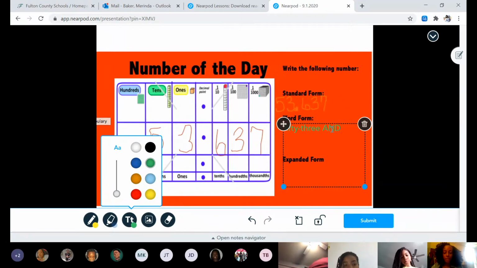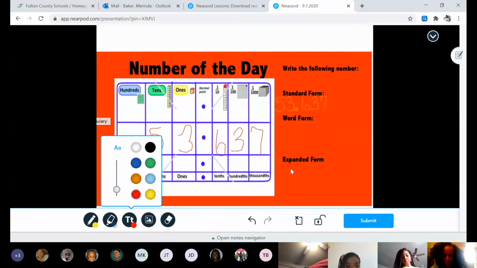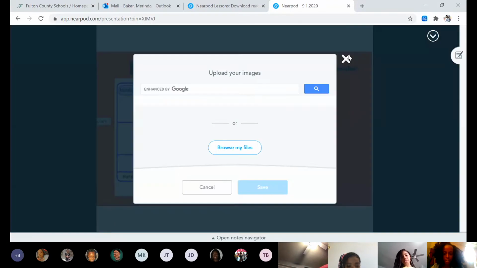Now what do I need to put next? Oh, wait, how would I read this number all together? That's 6, 3, and 7. What would that be? 637 thousandths. Yes, good job. Uh-oh, I put that in red. Very good. Let me bring this back.